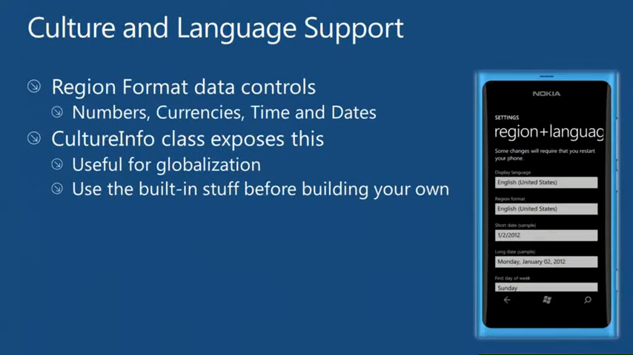So Windows Phone does include support for various language and culture formats, and we're adding more all the time. Every release, we've added more. There is a region plus language page, and we'll see it later on today when we look at an example of how to localize. The region format is where you would look at things like numbers and currencies, time formats, number formats, where to put the comma and the period, and all that good stuff. And there is actually a class in .NET called CultureInfo that exposes all of that for you.